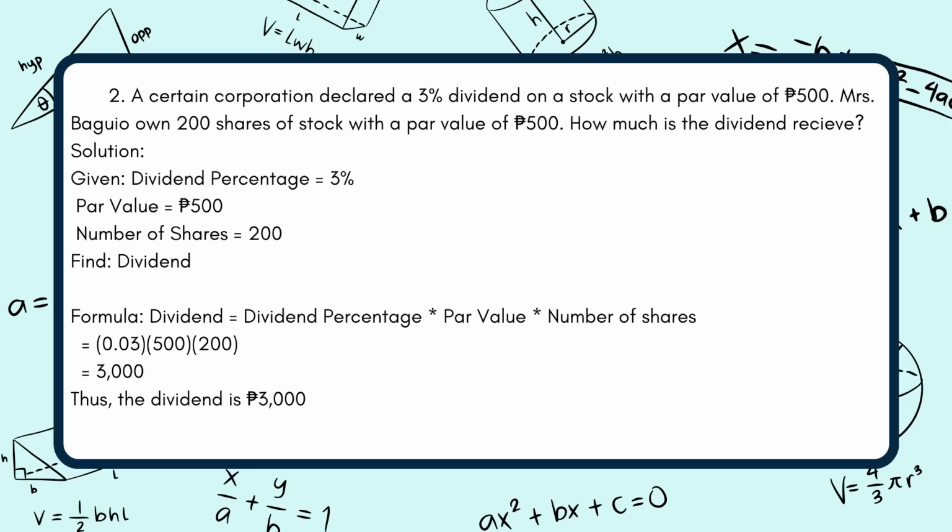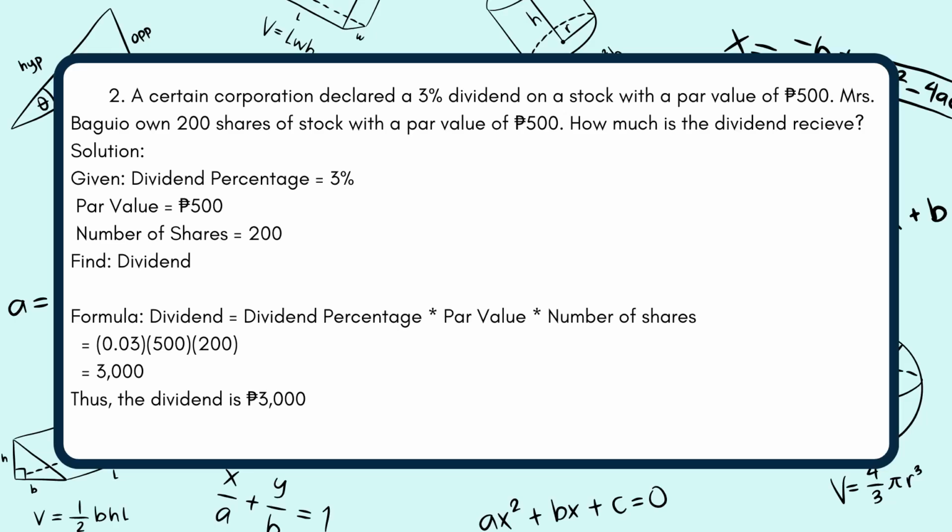Let's move on to the second problem. Number 2. A certain corporation declared a 3% dividend on a stock with a par value of 500 pesos. Mrs. Baguio owned 200 shares of stock with a par value of 500 pesos. How much is the dividend received?